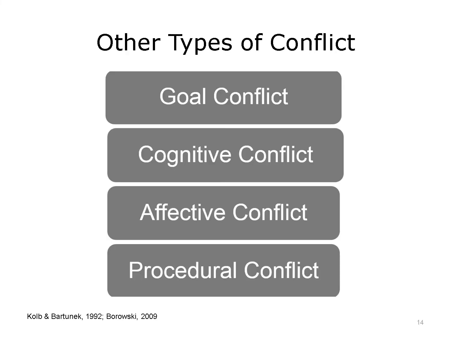Kolb and Bartunek present four basic types of conflict as yet another way to conceptualize and classify conflict. Their conceptualization includes the following types of conflict: goal conflict, cognitive conflict, affective conflict, and procedural conflict. These types of conflict can occur simultaneously and are not mutually exclusive. Let's explore these types of conflict further.